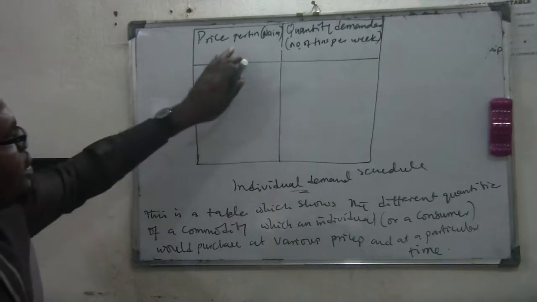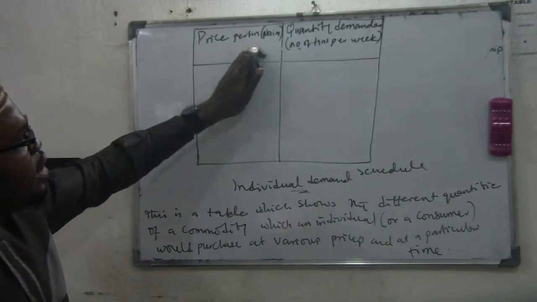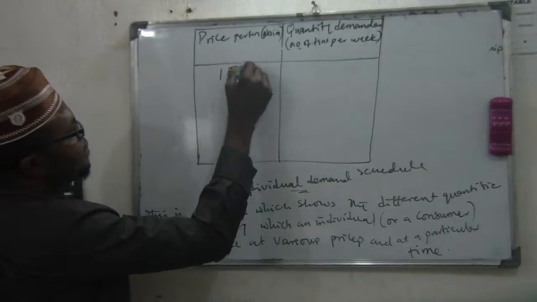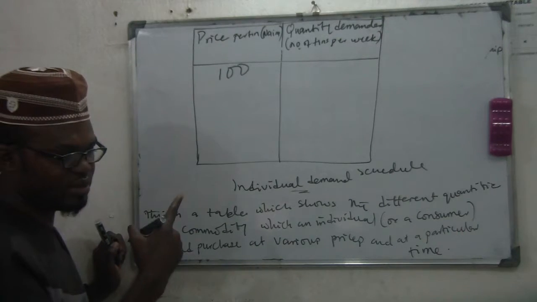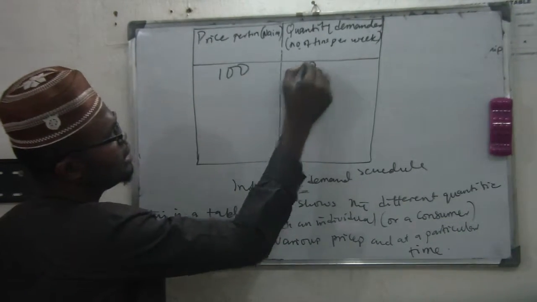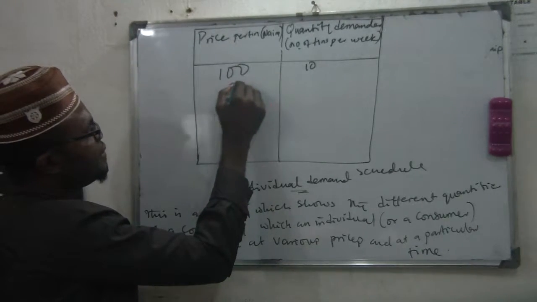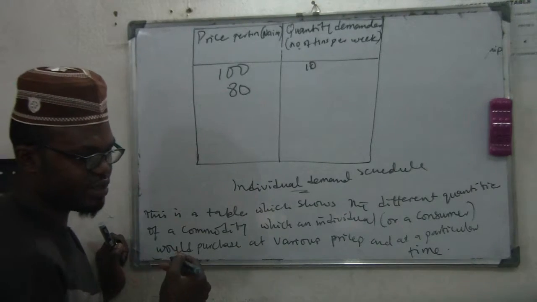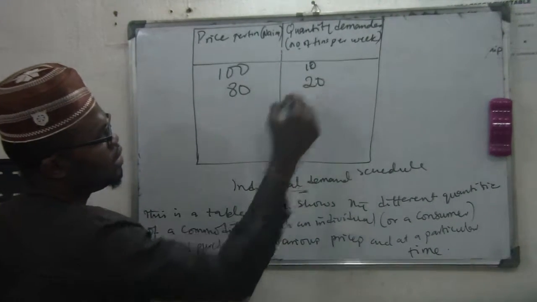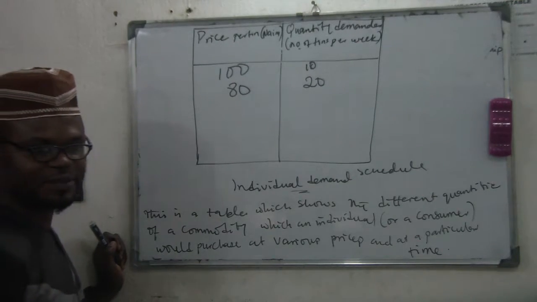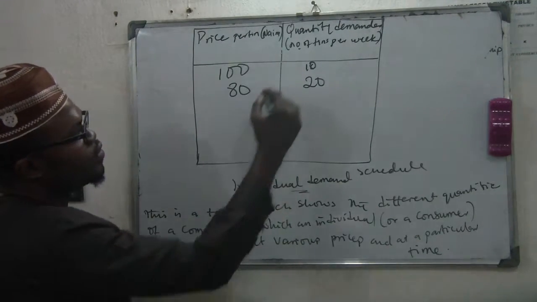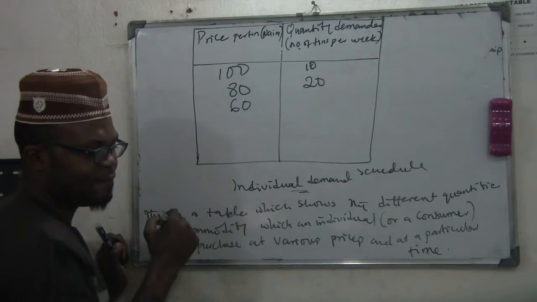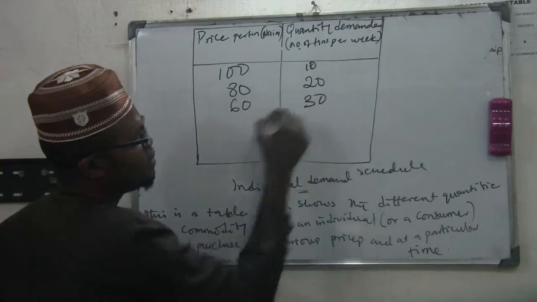So this table is trying to show us the relationship between the price of one thing and the number that you demand. Let's say the price of one thing, maybe milk, is 100. The quantity demanded will be 10. If the price is 80, the quantity demanded will increase because the price is going down. That is the law of demand: as the price decreases, the quantity increases. Now let's say the price is 60. The quantity will increase more, to 30.